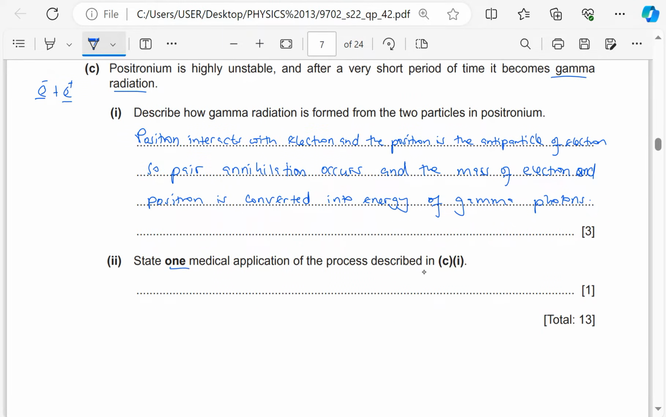So state one medical application of the process. So this is the PET scan, the positron emission tomography, or PET scanning.